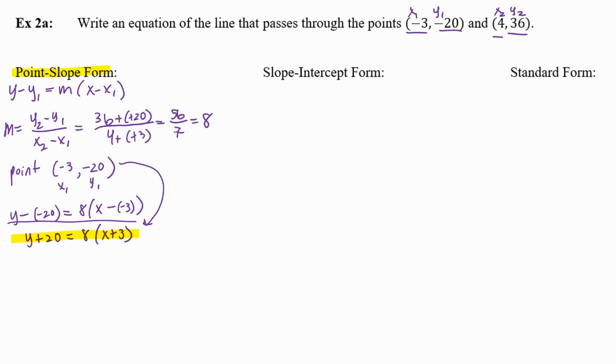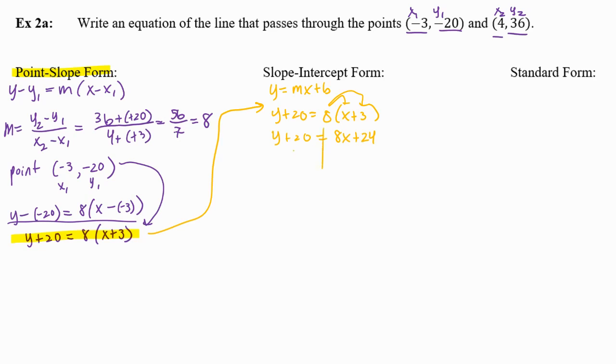All right, the next one we want is slope intercept form. So we want y equals mx plus b. So we're going to take that equation and rewrite it here. We have y plus 20 equals 8 times the quantity x plus 3. Again, eventually we're going to want y by itself on one side. So let's do the distribution first. Bring down the left side. 8 times x will give us 8x. 8 times 3 will give us a positive 24.